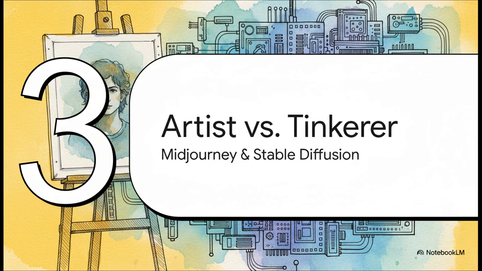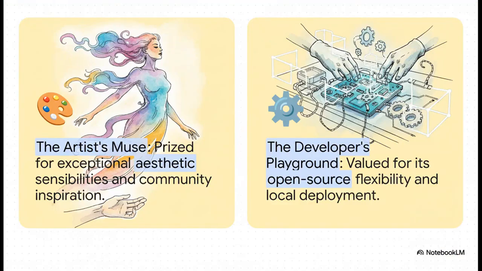Okay, so DALL-E 3 is the precision tool, but it's definitely not the only game in town. Now we're going to look at two other huge players in this space, and they have completely different philosophies. We're talking about Midjourney and Stable Diffusion. And this slide just nails the core difference. If DALL-E 3 is the architect, well then Midjourney is the artist's muse. It's all about aesthetic perfection. And on the other side, you have Stable Diffusion, and that is the ultimate developer's playground. It's for all the tinkerers out there who want to have total, absolute control.